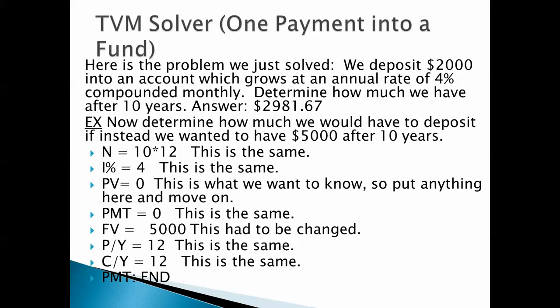Okay, here's the problem we just solved. $2,000 into an account which grows at an annual rate of 4% compounded monthly. How much do we have after 10 years? That's $2981.67. Now determine how much we would have to deposit if instead we wanted to have $5,000 after 10 years. In other words, we only have $2981.67 after 10 years. If we want to have $5,000 after 10 years, how much do we have to deposit?